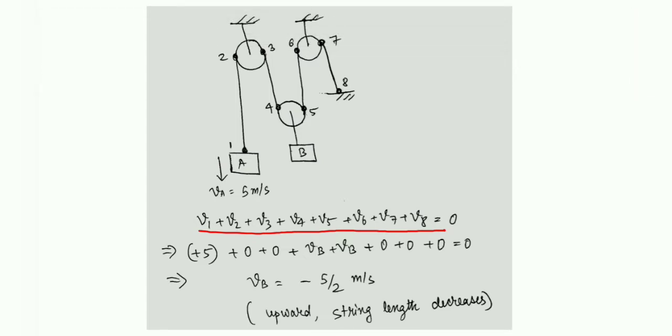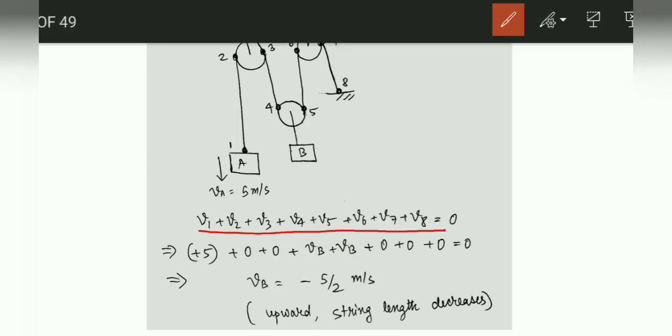Now here is the interesting part. See this V1. This contact point is moving downward with a velocity of 5 meters per second.